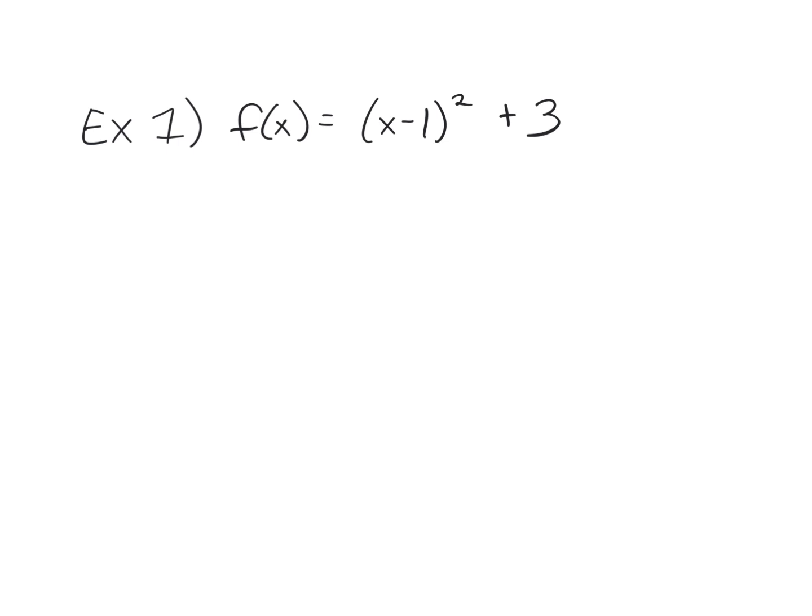Okay, what I want us to do on this example is list all of the key features. We listed them up above. What was the first one? Vertex. Yep, vertex is a key feature. Where do I get the vertex from? H and K. What do I have to remember with the x value? It's opposite. So up here it's a negative 1. What does it need to be in the vertex? Positive 1. Okay, and then what's my y value? 3. So my vertex is 1, 3.